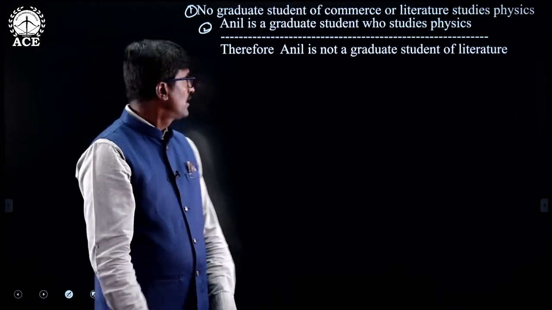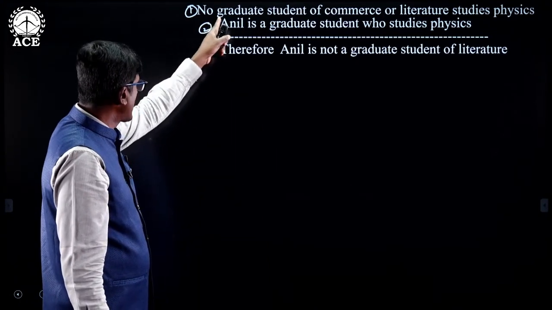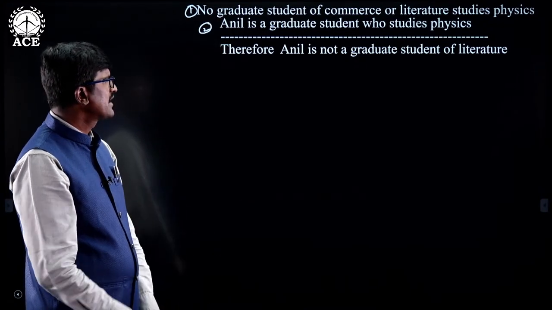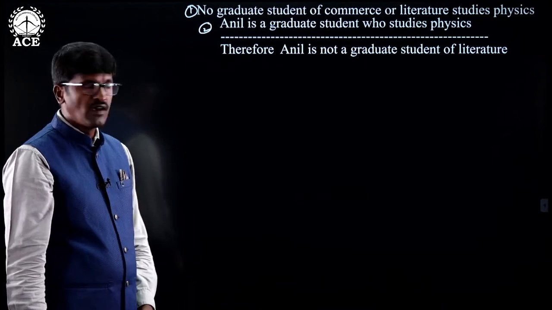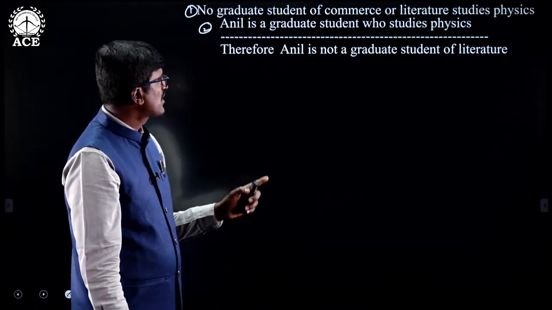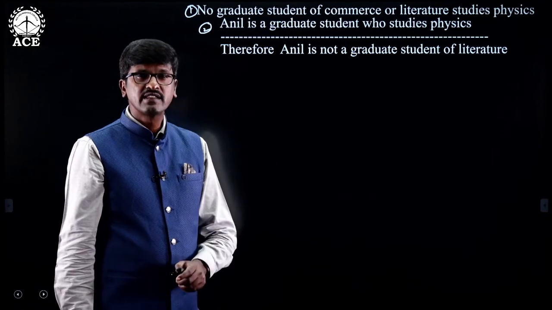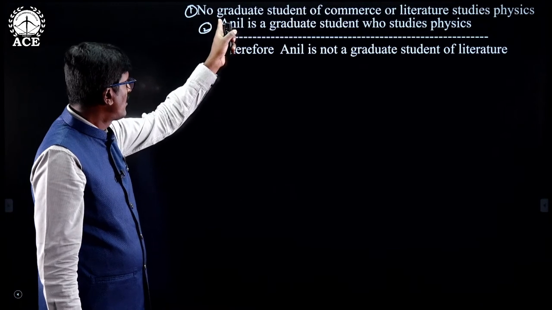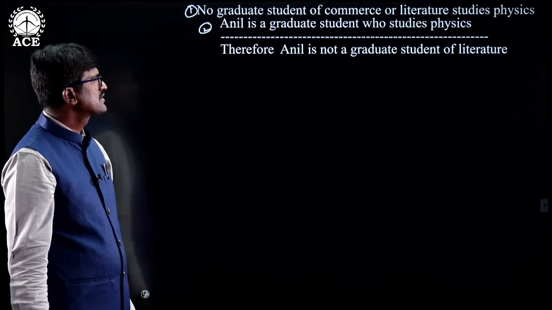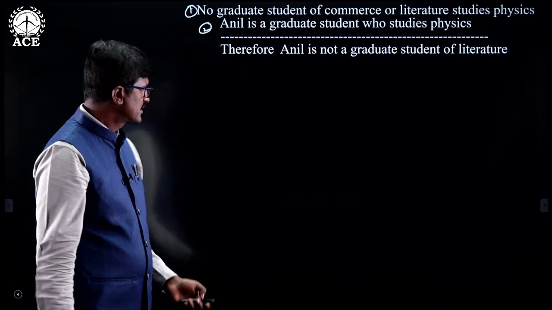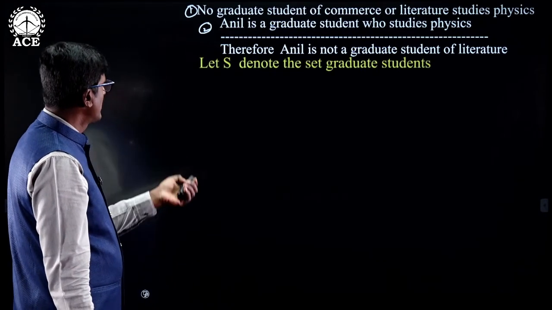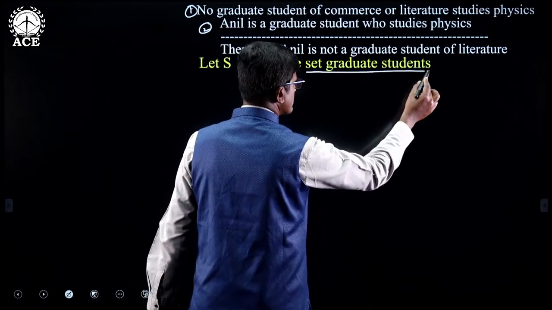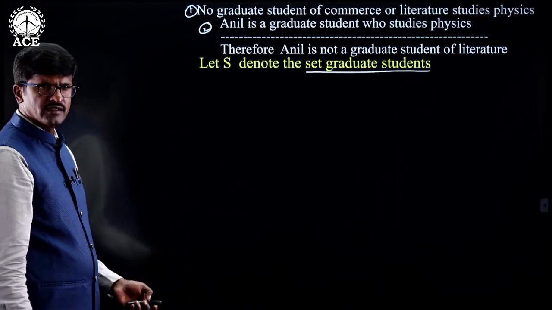That is the argument. Now, if you observe the first premise, no graduate student of commerce or literature studies physics means all graduate students of commerce or literature do not study physics. So the first premise is nothing but that. If you take the symbolic form of it, here the universe is the set of all graduate students.